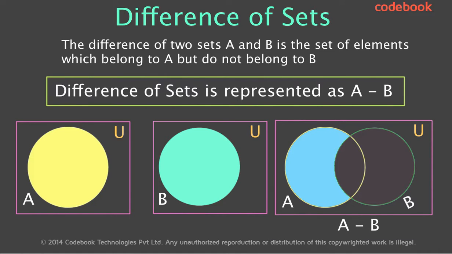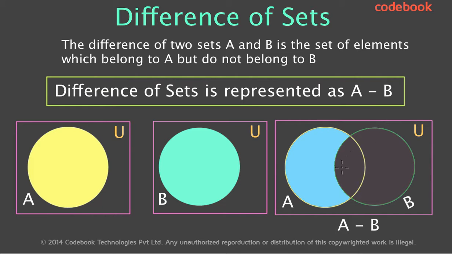The third operation that we will look at is called the difference of sets. The difference of two sets A and B is the set of elements which belong to A but do not belong to B. So let's look at what we mean by this. Consider two sets again, A and B, a yellow set and a green set, and A minus B is all the elements of A which are not in B.